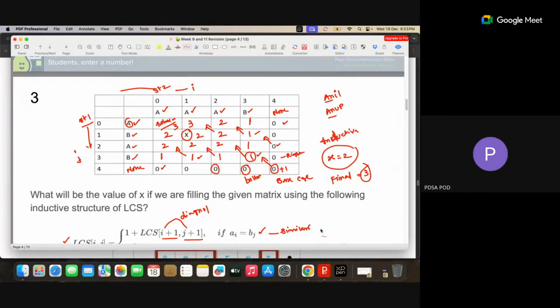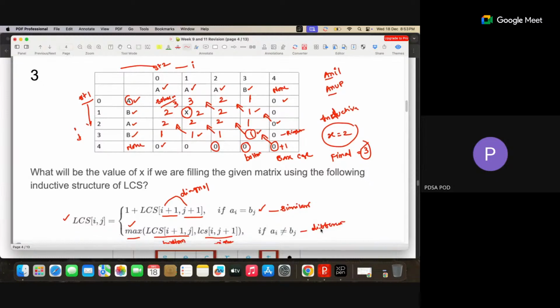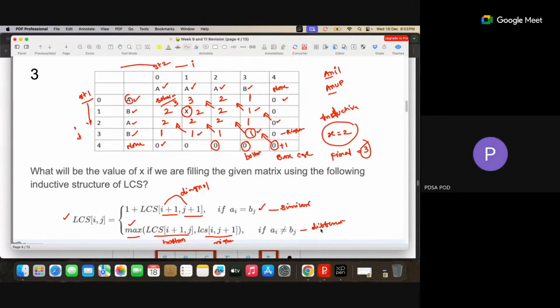Remaining values are overwritten. My question is, when we write LCS I plus 1 comma j plus 1 in square brackets, shouldn't we write them in separate square brackets? Yes, that is a coding standard because Python takes LCS of I and j. Mathematically they are representing it in this way. No worries, it's coding syntax. Yes, you're right.